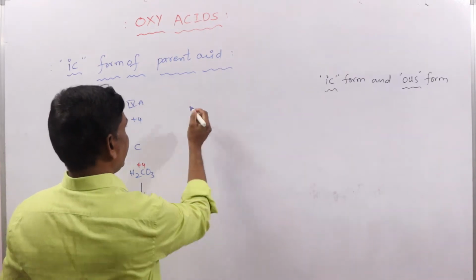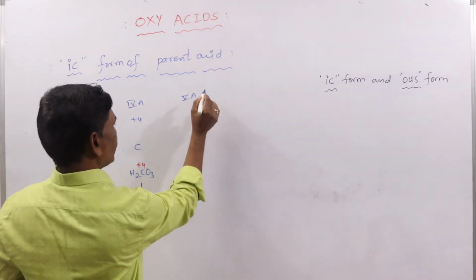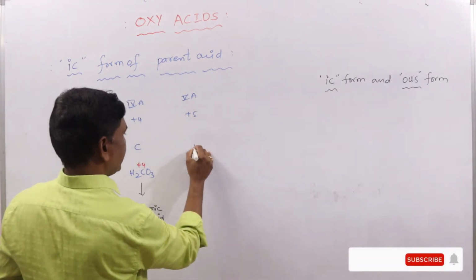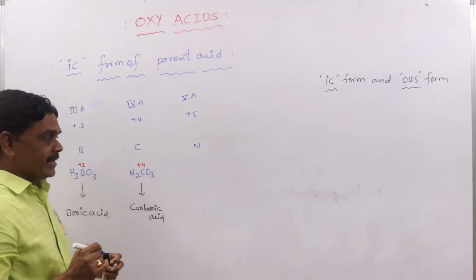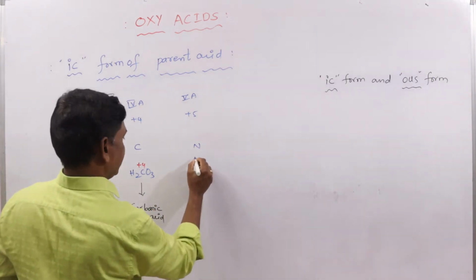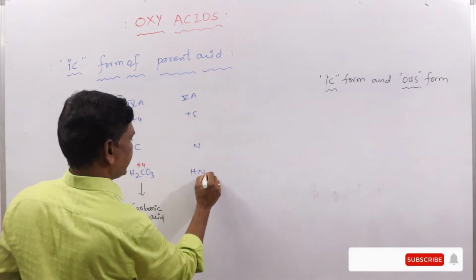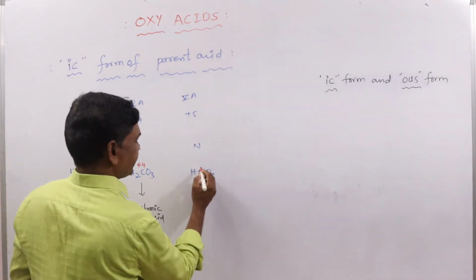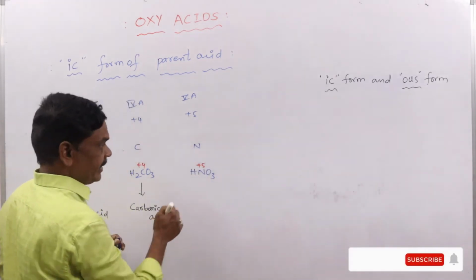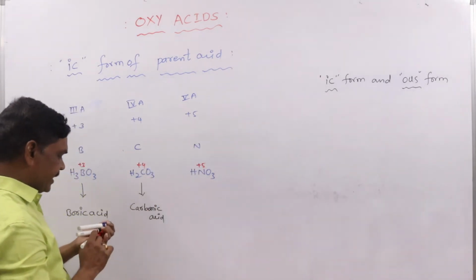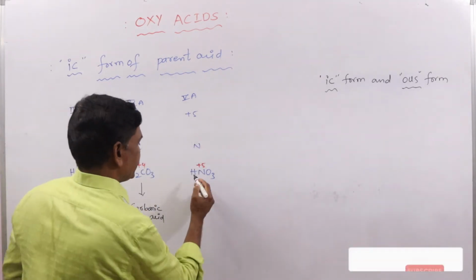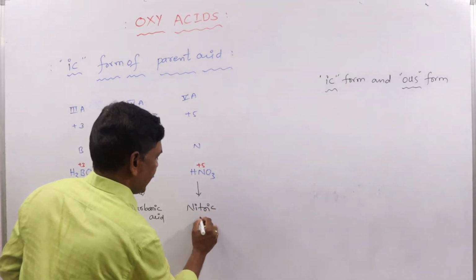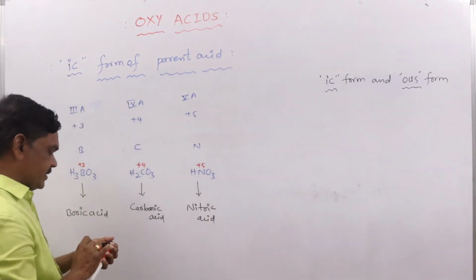Like that, fifth A group elements have a maximum oxidation state of +5. The first element I am taking is nitrogen. Here the example is HNO3, nitric acid. In this, the oxidation state of nitrogen is +5, which is equal to the maximum oxidation state. So the name of this HNO3 is nitric acid.